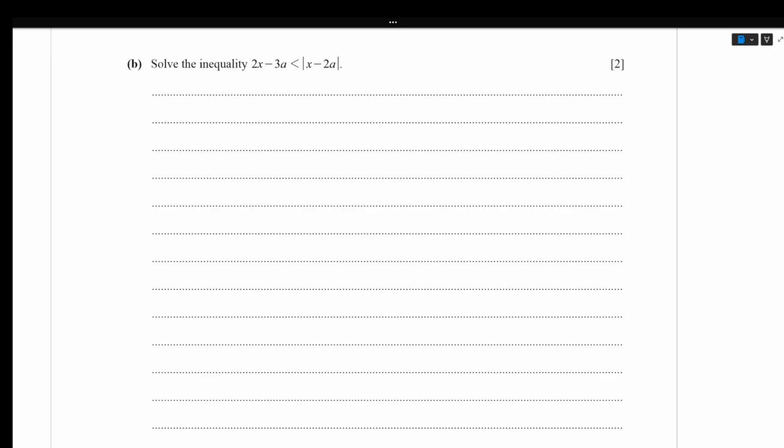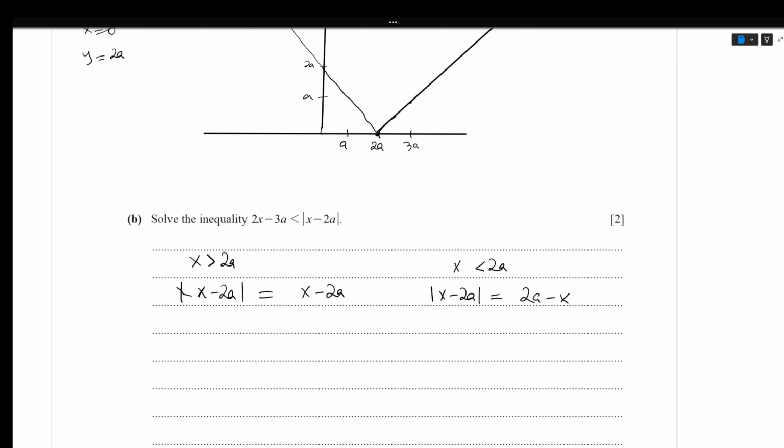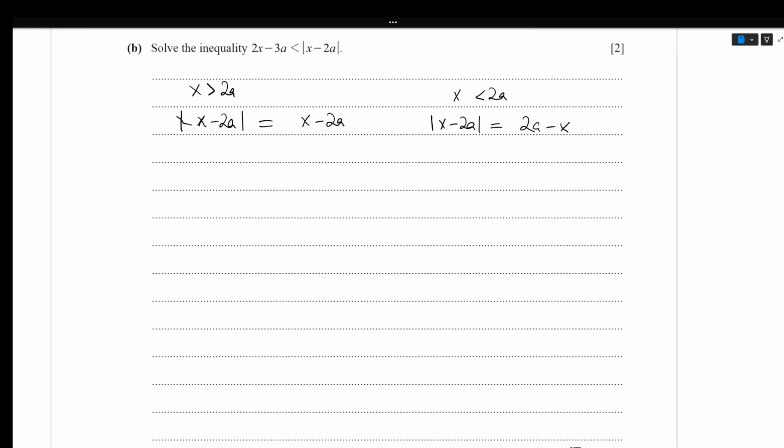2x minus 3a is less than mod of x minus 2a. We know for x more than 2a, the mod of x minus 2a is equal to x minus 2a, and for x less than 2a, the mod of x minus 2a is 2a minus x. It's just minus x plus 2a, so I have written 2a minus x.